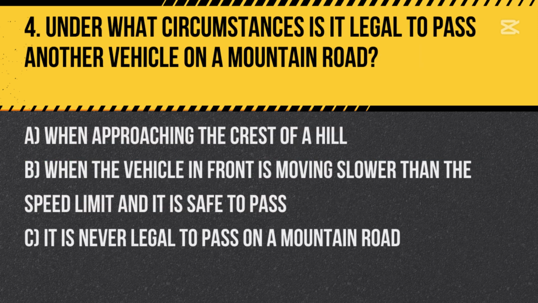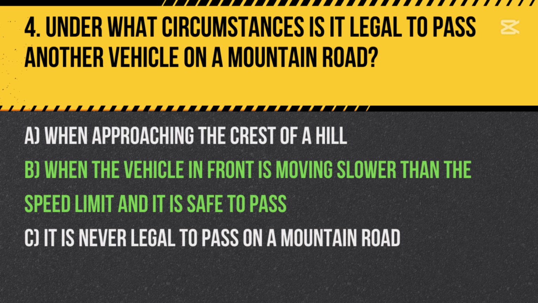Question 4. Under what circumstances is it legal to pass another vehicle on a mountain road? A. When approaching the crest of a hill. B. When the vehicle in front is moving slower than the speed limit and it is safe to pass. C. It is never legal to pass on a mountain road.